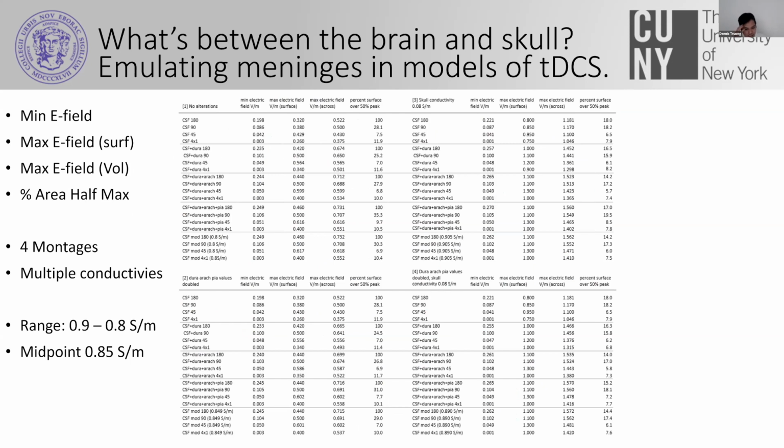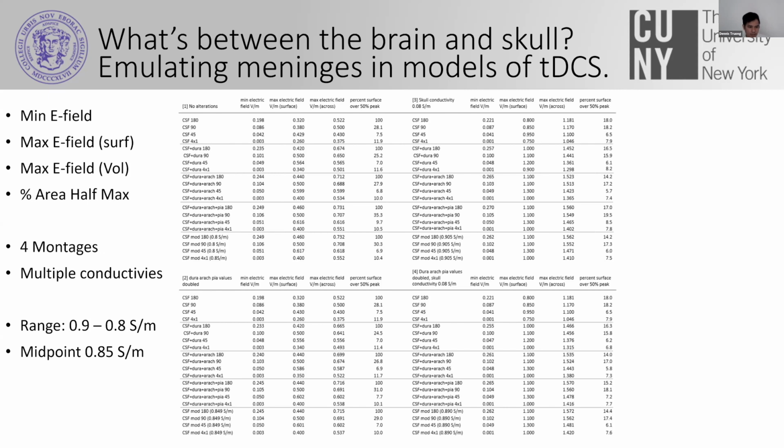So the data set we ended up producing was pretty large. Probably should have graphed this in a neater way. Essentially what we calculated was the minimum electric field, maximum electric field on the surface, maximum electric field within the volume, and what we call the percent area half max. We calculated the surface area of the cortex that was at 50% of the maximum electric field and took the percentage of that surface area over the cortex.